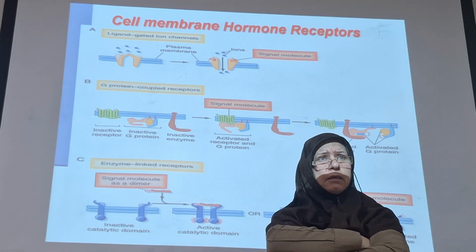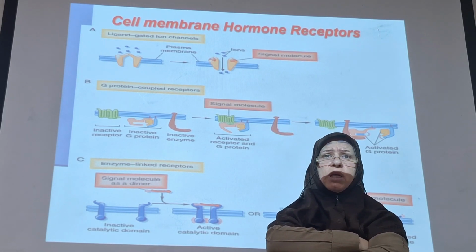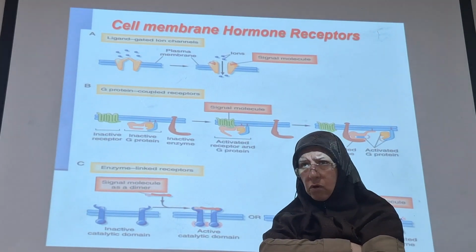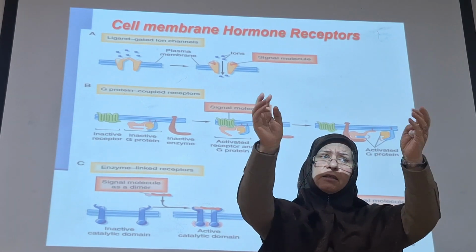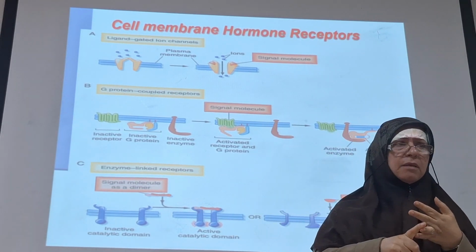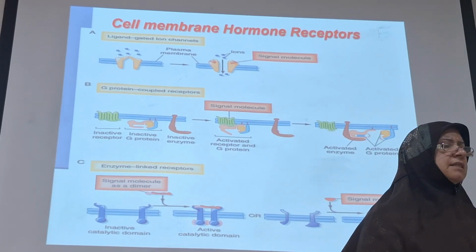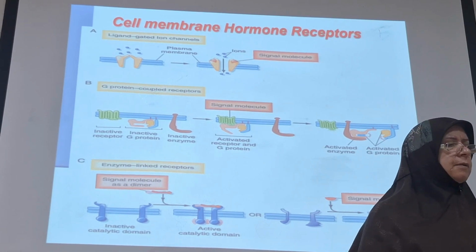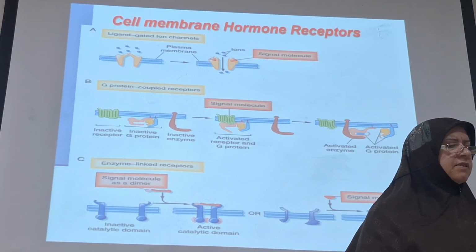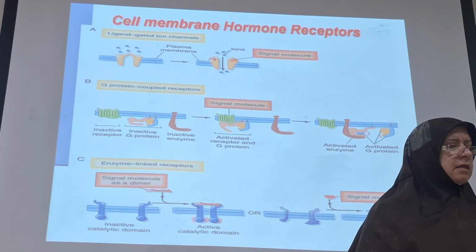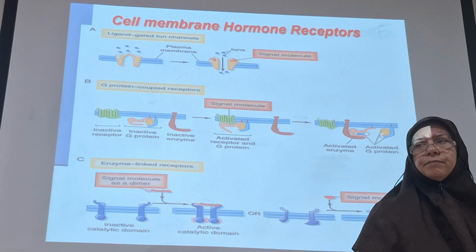Steroid hormone receptors are located in the cytosol, thyroid hormone and activated vitamin D receptors in the nucleus, and the others, peptide hormones and catecholamines, have receptors located in the cell membrane. Now, I will discuss cell membrane hormone receptors. There are three kinds of cell membrane receptors: ligand-gated ion channels, G protein coupled receptors, and enzyme-linked receptors.